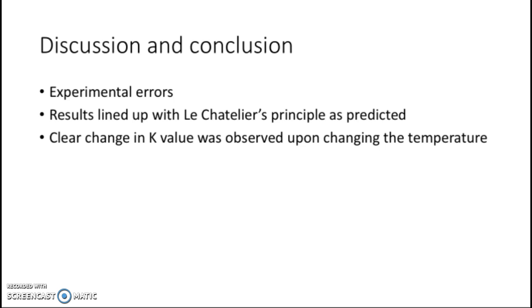Okay, so for our experiment, a couple of experimental errors can occur that affect the results. One of them could, for example, be an error when measuring the exact volumes we needed. Another could be that the way we perceive the different color changes is subjective as well, and therefore can have a big effect on the results, as said before. But as we saw, in general, the results lined up with Le Chatelier's principle, as we predicted in the theory section.